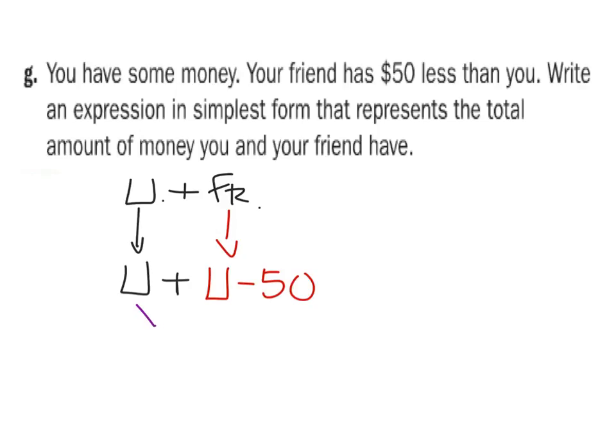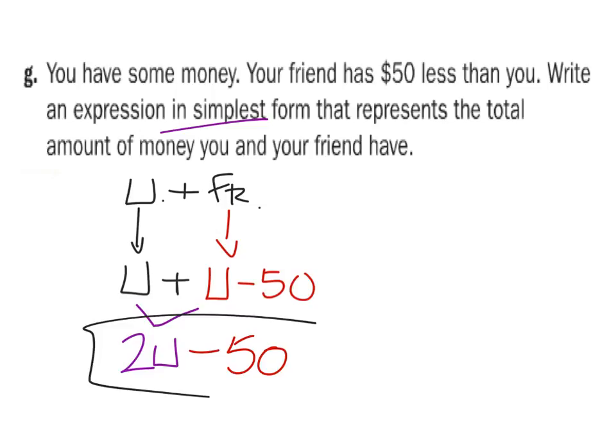Now the problem is we've got to combine these to make it in simplest form. And here we have 2u's. And we'll subtract 50 from that. And that would give us the total amount that you and your friend have. That's your final answer. And the reason is because this can't be simplified any further.